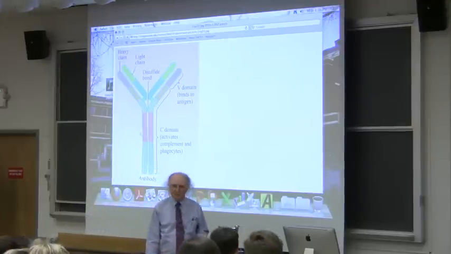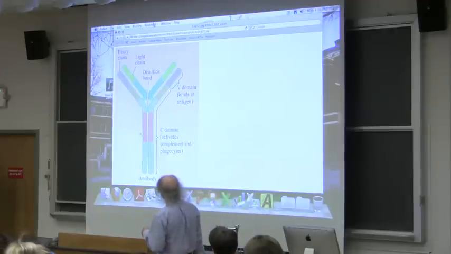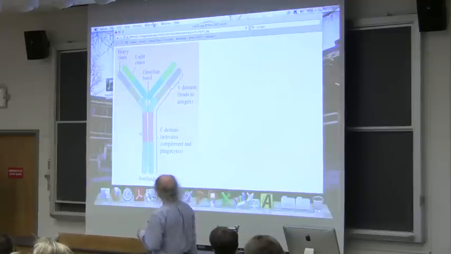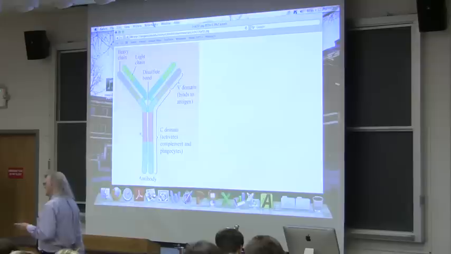Schematically, it's drawn as a Y, and that Y has what are called two long chains or two heavy chains and two light chains. So the two light chains are shown there, the two heavy chains are shown here, and as you see, the two heavy chains are identical, the two light chains are identical. But what do antibodies do?